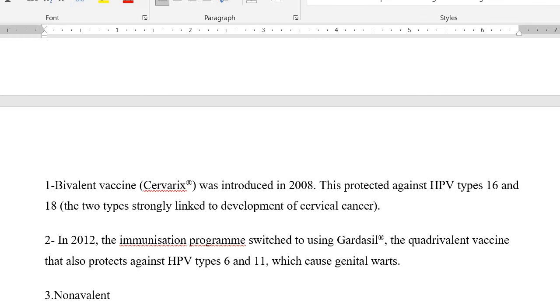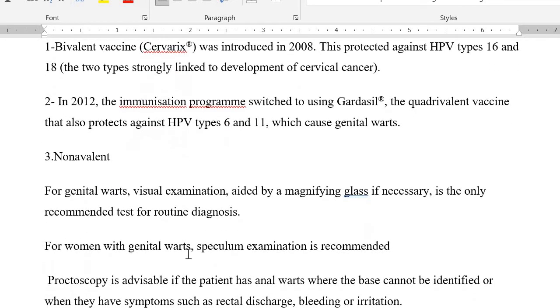It provides protection against HPV types 6, 11, 16, 18. And now the recommended one is nonavalent. For genital warts, visual inspection, aided by a magnifying glass, is the recommended test for routine diagnosis.